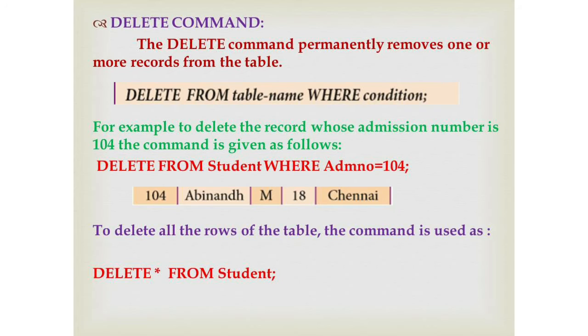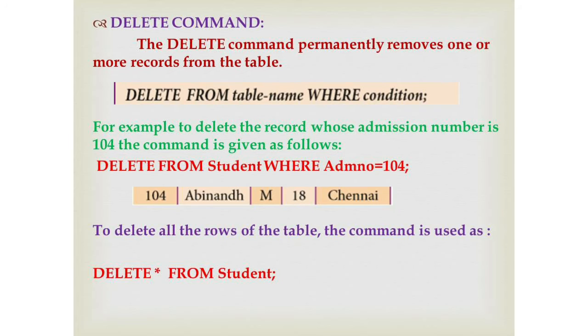So what is the condition? Admission number is equal to 104. So this is a statement to delete the 104 student record. Okay, so 104 Abhinand M 18 Chennai. It's going to delete this record completely. This record will get deleted.